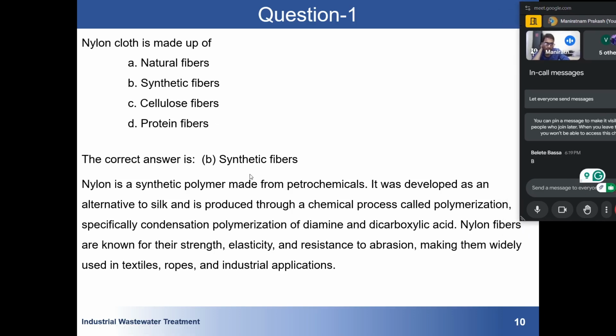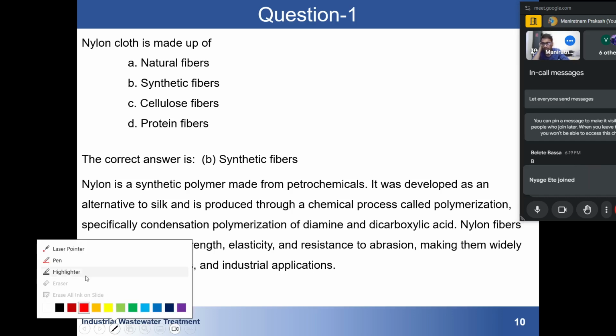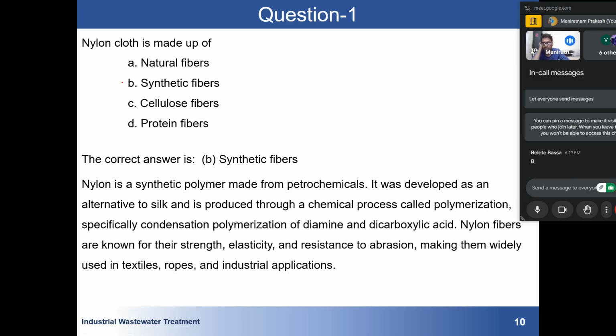Nylon is a synthetic polymer made from petrochemicals. It was developed as an alternative to silk and produced through a chemical process called polymerization, specifically condensation polymerization of diamine and dicarboxylic acid. Nylon fibers are known for their strength, elasticity and resistance to abrasion, making them widely used in textiles, ropes and industrial applications. Currently, most of the clothes we see are synthetic, made of nylon and other synthetic fibers through chemical processes.